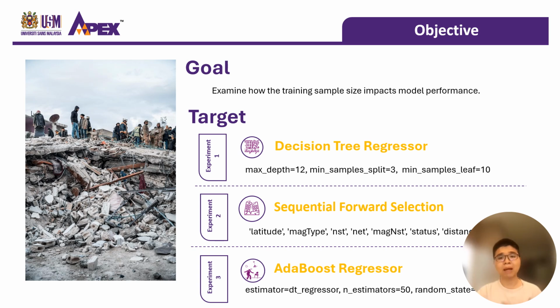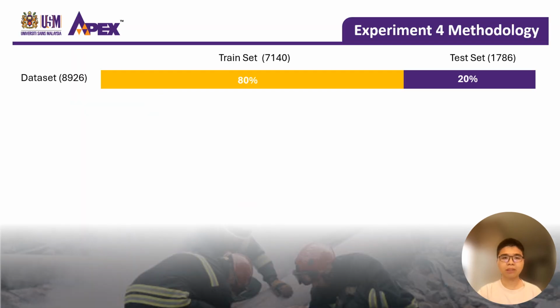First, we will use the best model from experiment 1, which is the decision trees. Next, we will select the best features identified in experiment 2. Finally, we will apply the boosting techniques to enhance the model learning performance across the different training sample sets. Before we share the result, I will introduce the methodology for experiment 4.